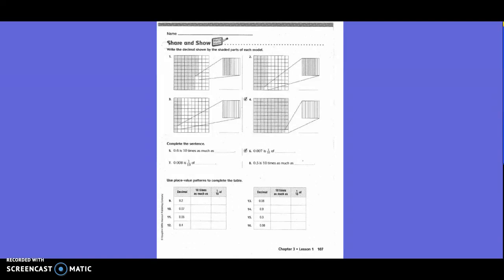Alright, it says write the decimal shown by the shaded parts of each model. So on any of these, do we have a whole number? Do we have a whole one of those shaded in? No. So you're always going to have 0 decimal because you don't have a whole thing shaded in. Now, how many columns do we have shaded in? Fully shaded columns. How many do we have? 6. How many of the next column do we have shaded in? 6. And then how many little columns in the little box do we have shaded in? 5. Okay.